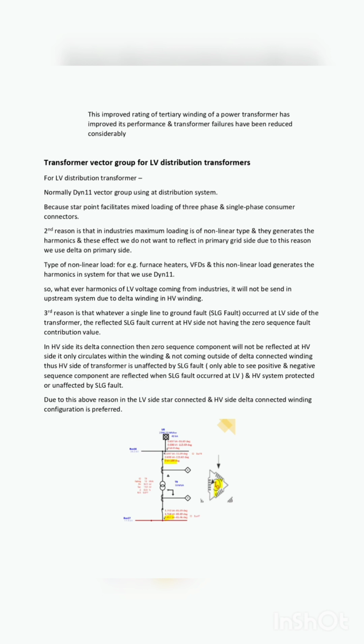Thus the HV side of the transformer is unaffected by an SLG fault; it only sees the positive and negative sequence components reflected when an SLG fault occurs at LV, and HV system protections are unaffected by the SLG fault. Due to the above reasons, the configuration with star-connected LV side and delta-connected HV side winding is preferred.